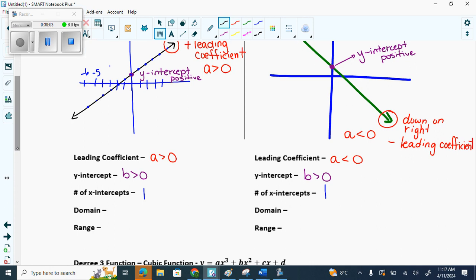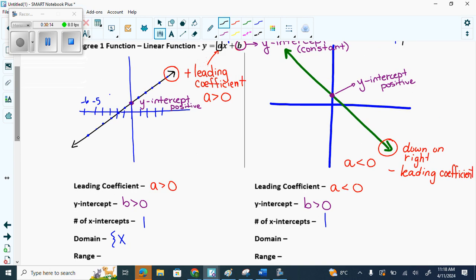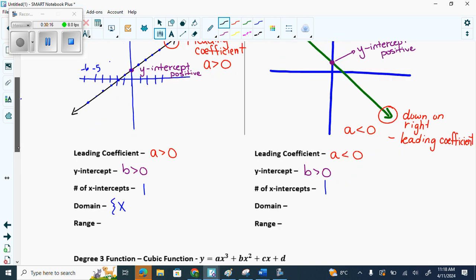Best domains ever. So what am I going to write if every x exists? Squiggly bracket, because it means the set of x values. Why is it x values? Because the equation has an x in it, such that x is an element of the reals. This one is going to be the same, because every linear function is x such that x is an element of the reals, because all the x's exist on it. It's a straight line that goes on forever.